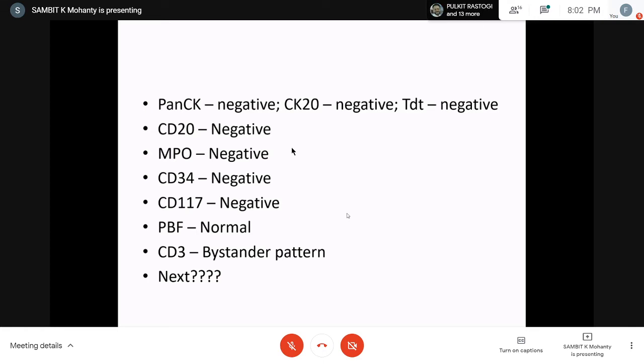So what is the next step? How to work it up? I'll show you the stains. CD38, I did not do CD138, I did CD38. CD31 was negative. CD38 had some plasma cells which were positive in between, but it was largely negative. And ALK.